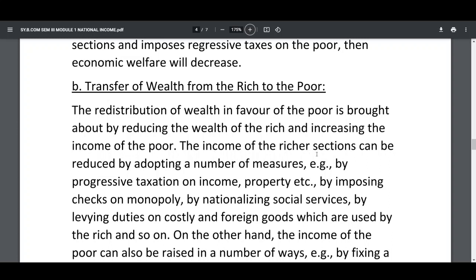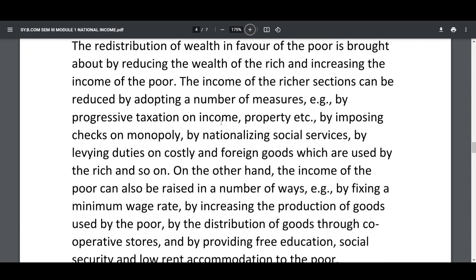The income of the richer sections can be reduced by adopting a number of measures, for example, by progressive taxation on income, property, etc., by imposing checks, means controls, on monopoly, by nationalizing social services, by levying, means imposing duties, on costly and foreign goods, which are used by the rich, and so on.